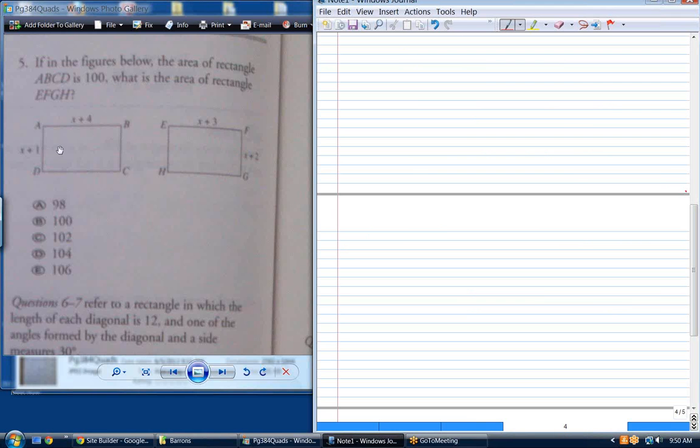Can you read all of these? This is x plus 1, this is x plus 4, this is x plus 3, and this is x plus 2. Okay. So the area of ABCD, so I would say x plus 2 times x plus 5 equals 100. We're talking areas here. Oh, area, not perimeter. Right.